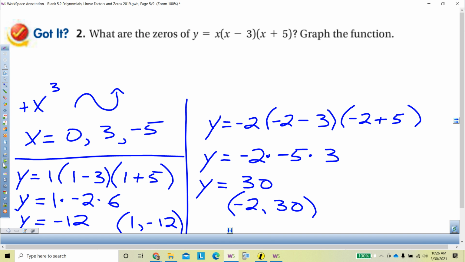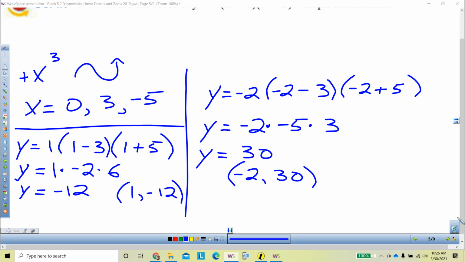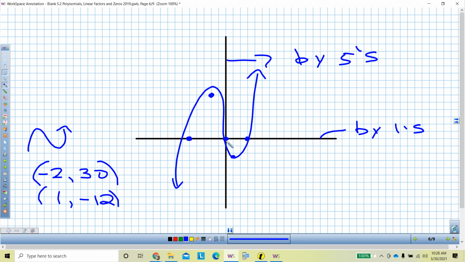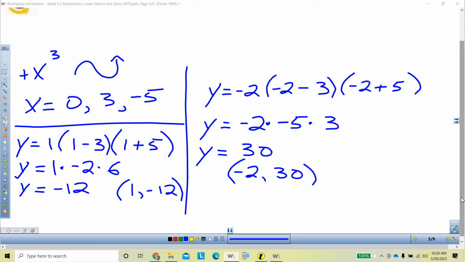Why did you choose 2 to plug in? Why did I choose -2? Oh, yeah. So -2, I'm just trying to get in the middle of these 2 points. Technically it'd be -2.5, so I'm going to pick -3 or -2, and it totally doesn't matter. Just pick one in the middle, because then you'll get how high up it goes, basically. I went by 5s on the y-axis and 1s on the x-axis.